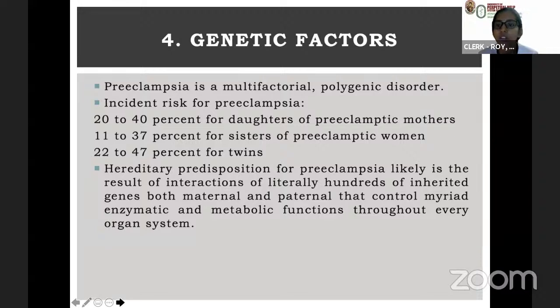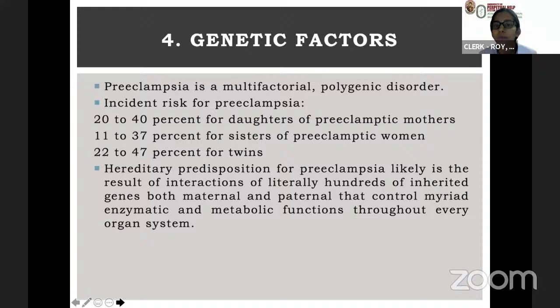preeclampsia or hypertensive disorders if the mother had preeclampsia in her pregnancy, and an 11 to 37% chance when the sisters have had preeclampsia, so that the other sister may also get preeclampsia. Then there is a 20 to 40% chance in case of multiparous pregnancies.